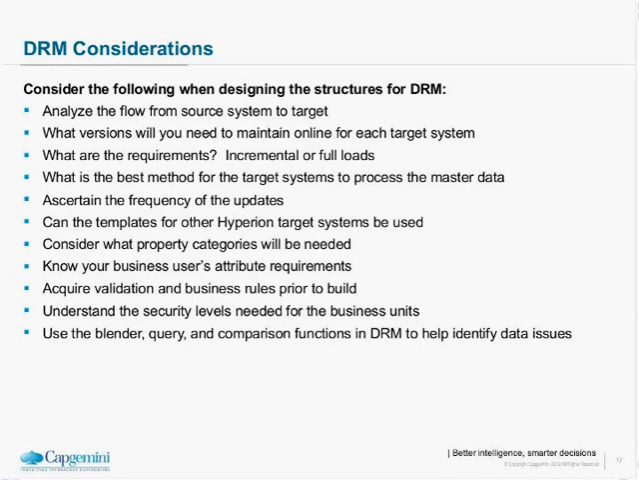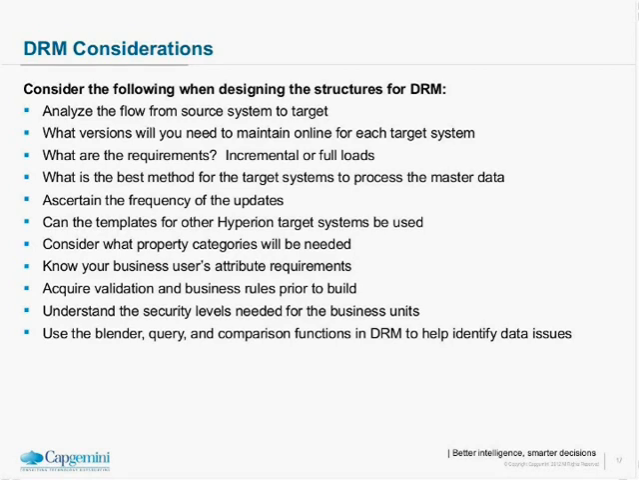What is the best method to process the master data into the target systems? This you have to have as an integration point. You need to review what kind of target systems you have and what is needed to propagate the data from DRM into its master data hierarchies. So you have to look at that. Ascertain the frequency of your updates. Know how much time you're going to need to actually process through the master data. How often does it need to be updated? Can the templates for Hyperion target systems be used? That's a good question to ask.